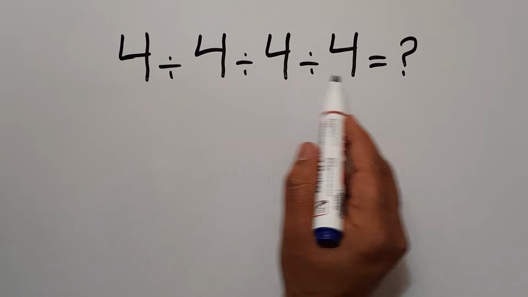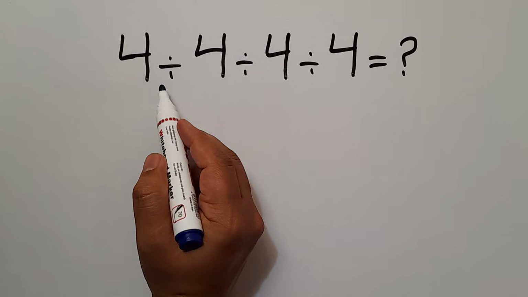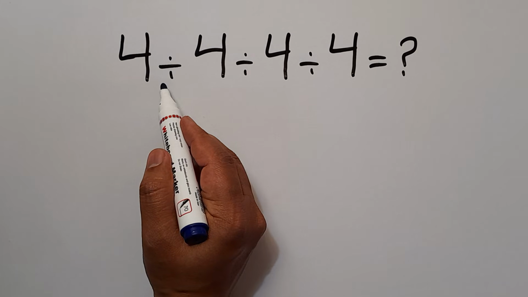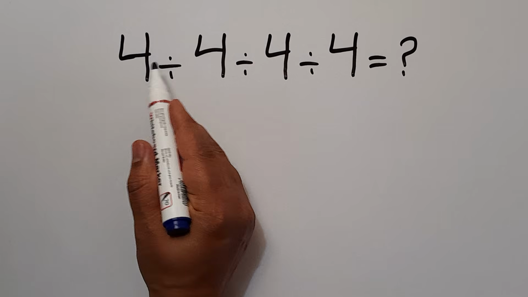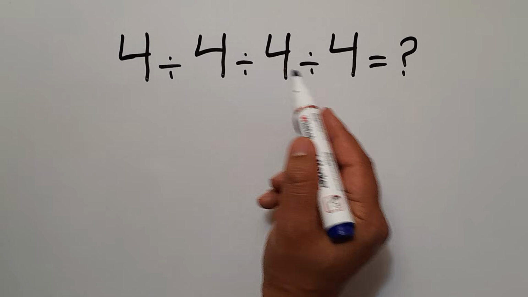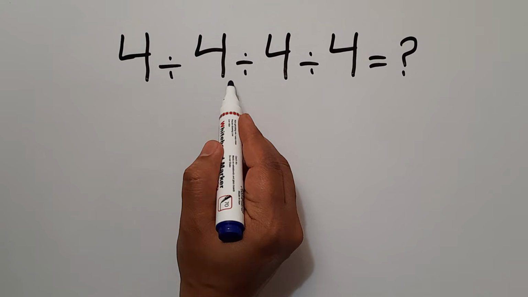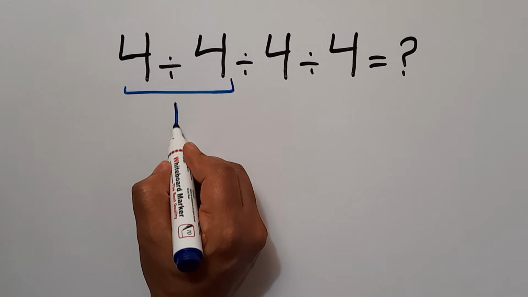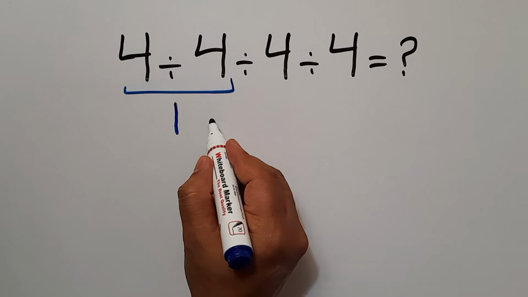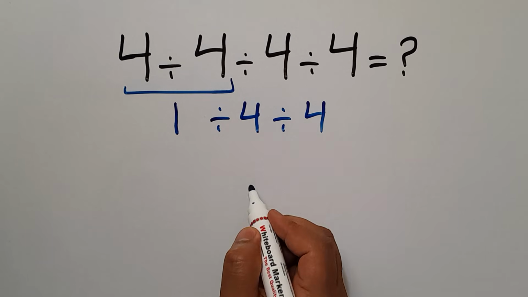In this expression, we have 3 divisions, and as we know, when we have more than one division in one expression, we have to go from left to right. So first this division, then this division, and finally this division. 4 divided by 4 is just 1. So 1 divided by 4 and again divided by 4.